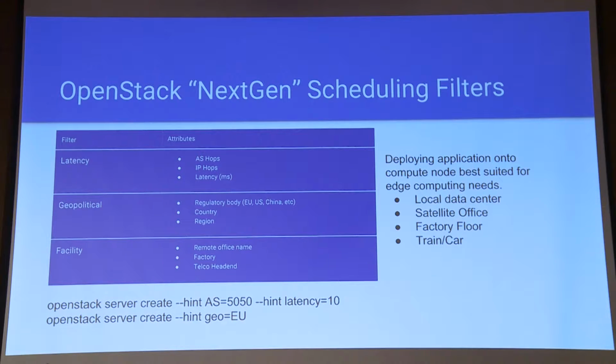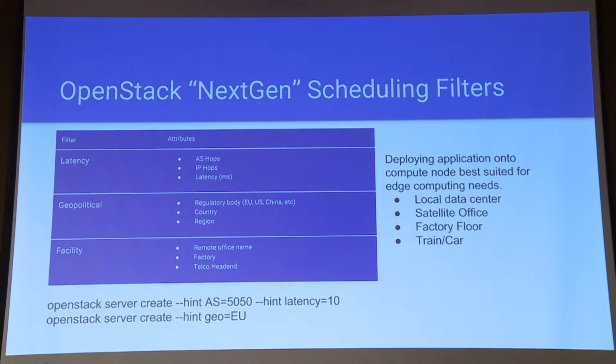So one here, latency: a filter where you tell it, hey, give me a compute node to start my instance that has a response time of less than 10 milliseconds from this IP address or from this AS number. And OpenStack will then go and make a determination of where the best location is. Or maybe by geopolitical boundaries: hey, this data needs to stay within the EU or stay within China. And once again, OpenStack uses that as a scheduling mechanism.